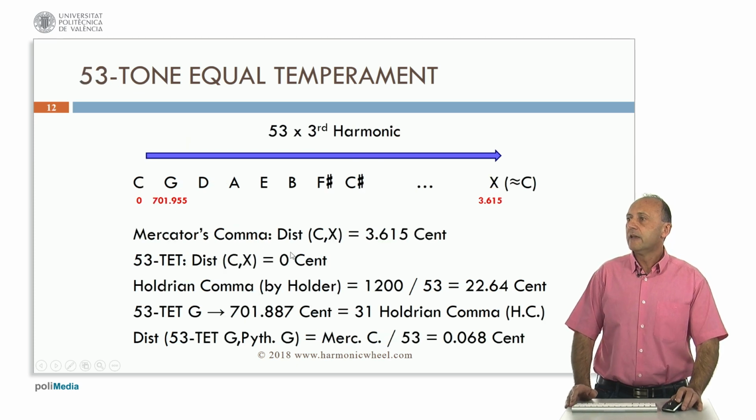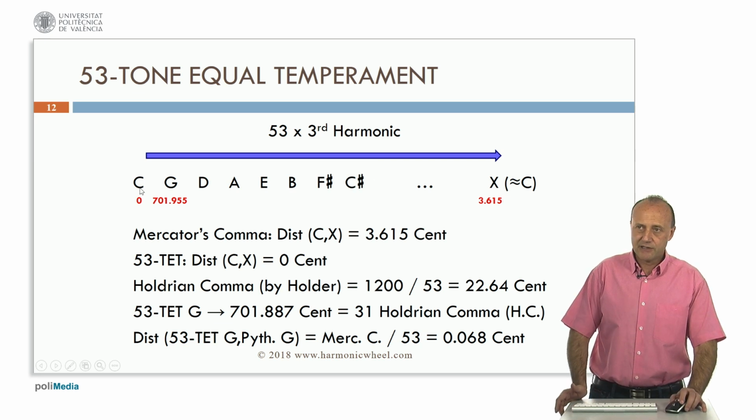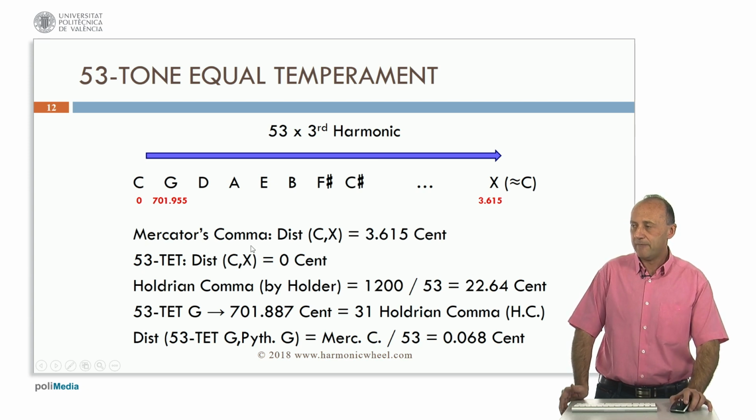If we start with note C and consider the third harmonic is G, then its third harmonic, and so on. If the first note is number 0, G is number 1, D number 2, and so on, then the note number 53 is very close to C, the difference being 3.615 cents. It is called Mercator's comma. In 53-tone equal temperament, we divide the octave into 53 equal parts. In that case, this note is exactly a note C.